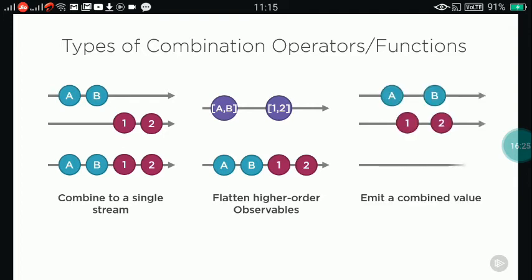The last type are those that combine values from multiple streams, emitting an array of combined values to the output stream. Here, when the A and 1 are emitted, an array is emitted containing the values A and 1. In this module, we focus on this last type and look at combineLatest, forkJoin, and withLatestFrom. Let's start with combineLatest.